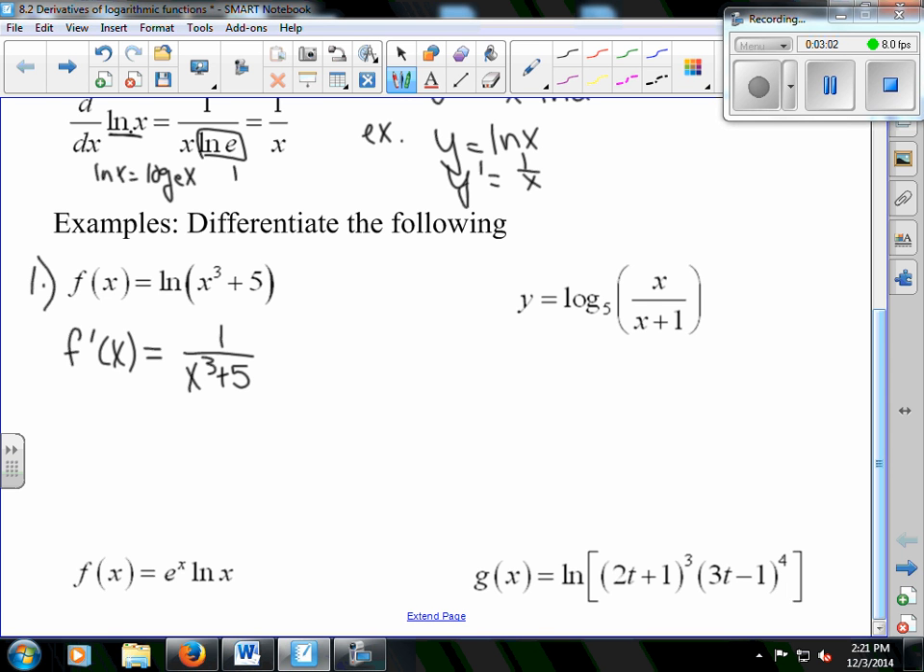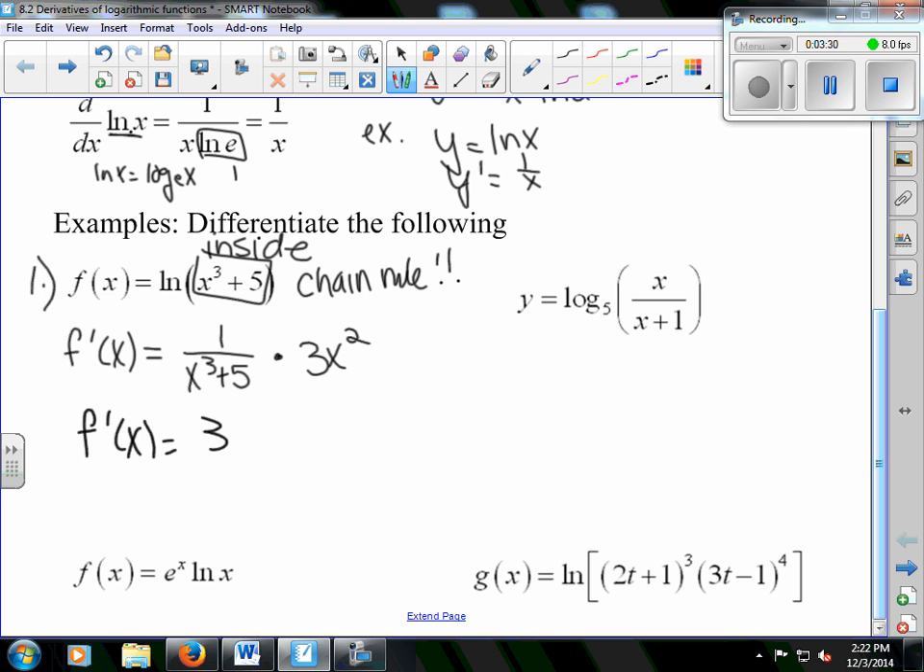The reason why we're not done yet is because my inside has a derivative. And so I'm going to use the chain rule. We have to always be using the chain rule. And so I multiply by the derivative of the inside, and the derivative of the inside would be 3x squared. I'm using the power rule there. And so the derivative here is 3x squared over x cubed plus 5.